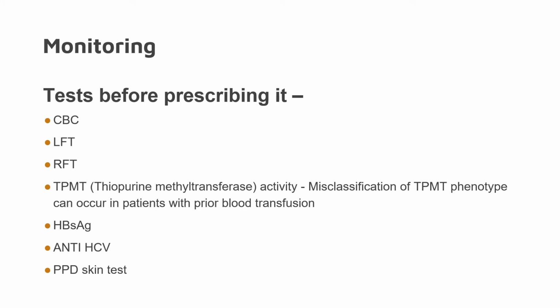Tests which are done before prescribing it: CBC, LFT, RFT, TPMT activity. Now, misclassification of TPMT phenotype can occur in patients with prior blood transfusion because TPMT activity is measured in the red blood cells. HBsAg for hepatitis B, anti-HCV for hepatitis C, PPD skin testing for tuberculosis. Now, in countries like India where tuberculosis is endemic, it is better to go for a chest X-ray rather than PPD skin testing.